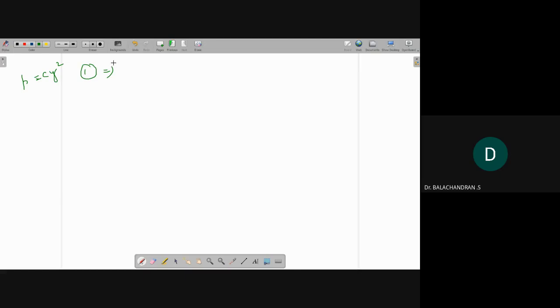One is p square x plus py... p square means c square y power 4 into x plus p y, p is c y square into y minus y power 4 equal to 0. So now you can divide by y cube: c square x y plus c minus y equal to 0, which is the general solution of the given problem.